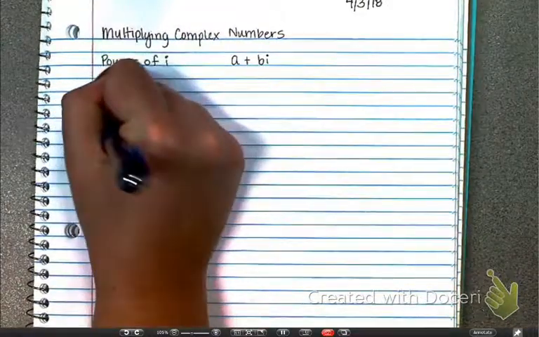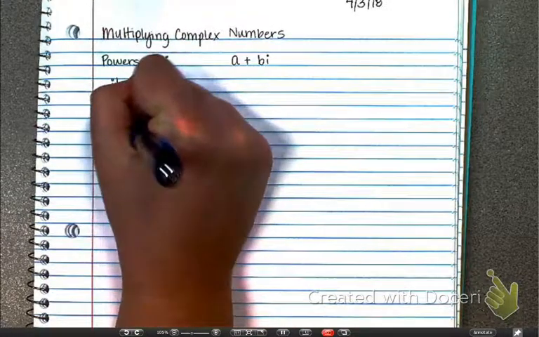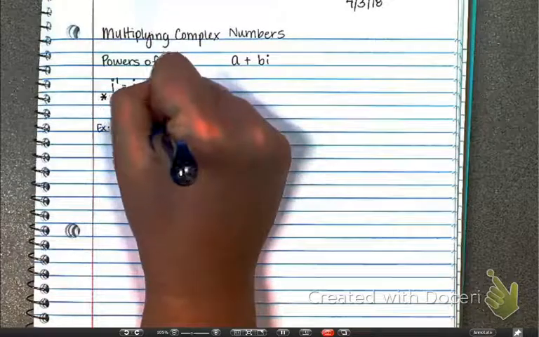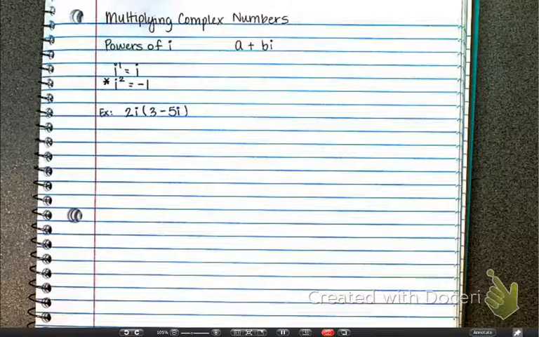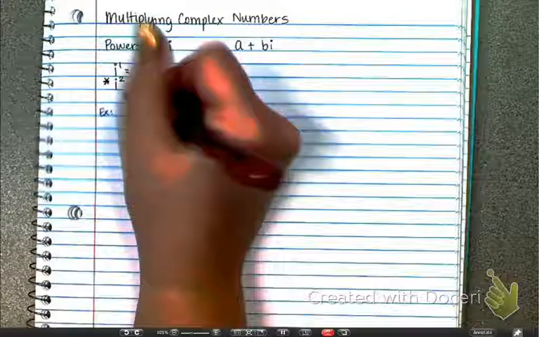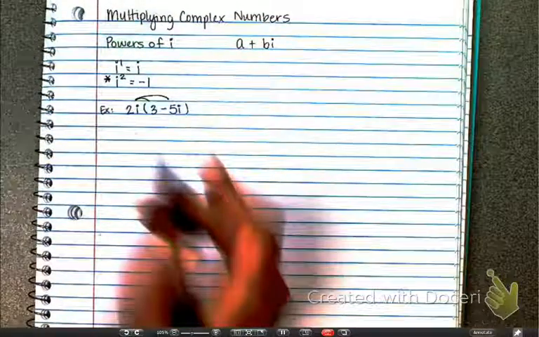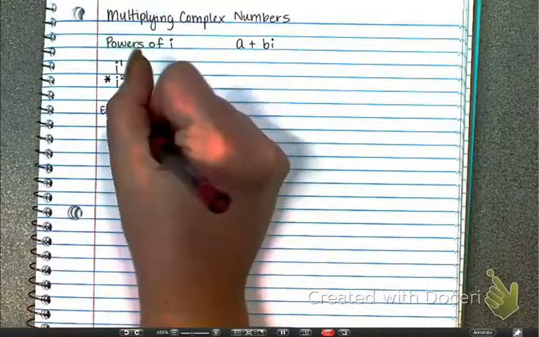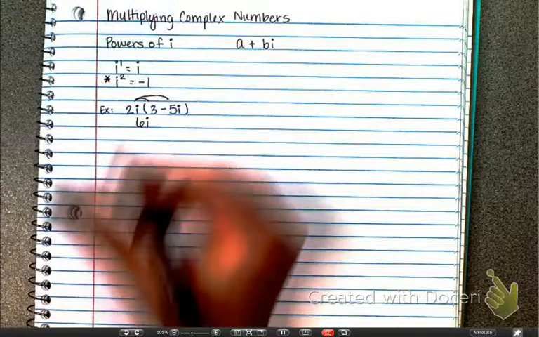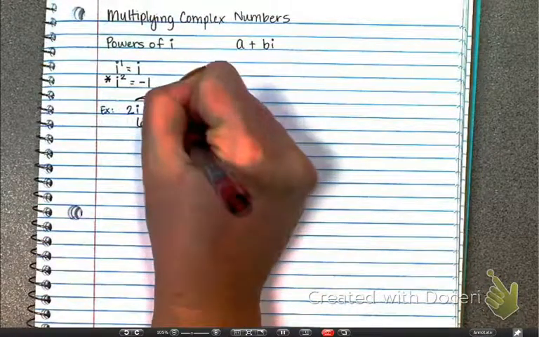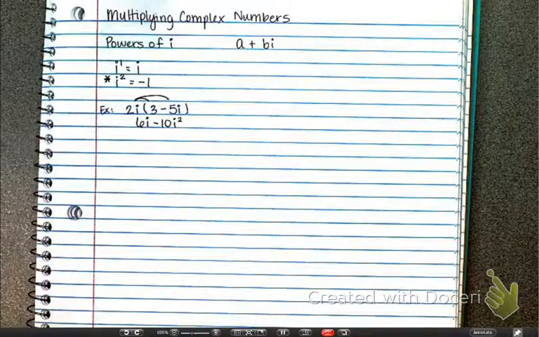Okay, so let's just start simple. Let's do 2i times 3 minus 5i. We're going to work it out like we normally do. We're not going to replace anything yet. So what would I do to multiply? Distribute, right? So you would distribute the 2i in. 2i times 3, 6i. 2i times -5i, -10i squared, right? But we can't have an i squared.